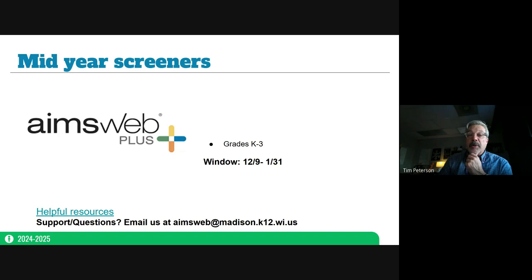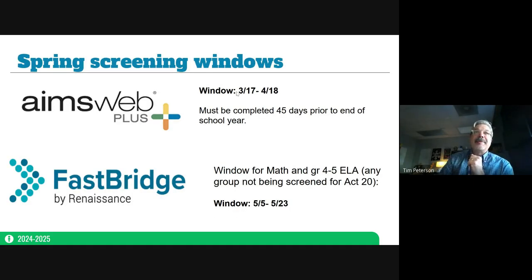Sorry to get everybody anxious. Now, there is something that I want to share with you. This has been highlighted and said before, but because there's such an avalanche of information coming at you all the time, I just want to make sure that you understand this. Legally, we have to complete the window for AmesWeb in the spring 45 days before the end of school. That puts the closing date at April 18th.